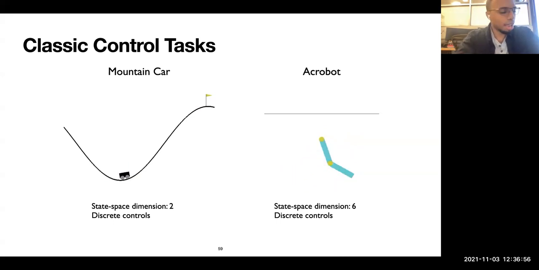And three, for each of these tasks, as a byproduct, if you explore efficiently, you can solve them. Here, if the agent efficiently explores this hill, as a byproduct it's going to reach this flag. And again, for Acrobot, efficient exploration would lead to the arm visiting the top of this line.